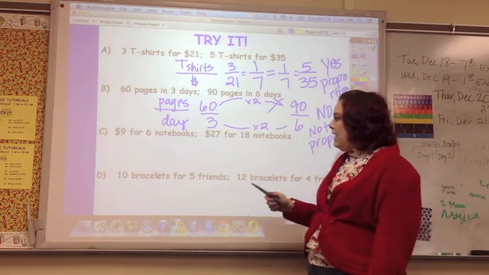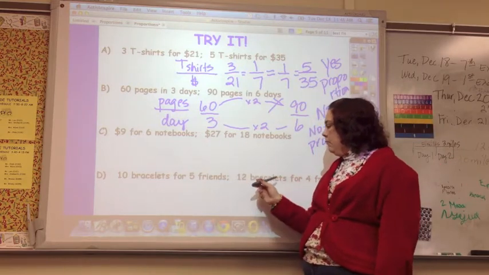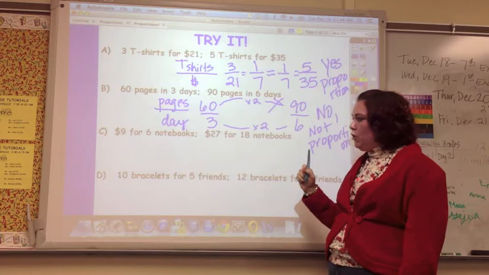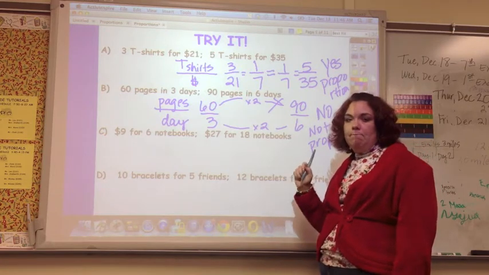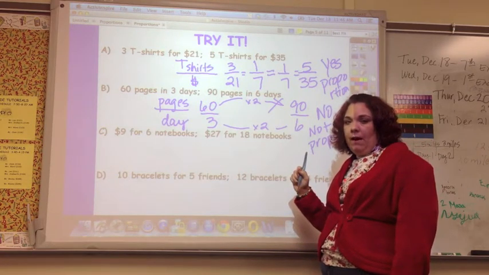So go ahead and do these, finding the unit rates or looking at what's proportional, and whenever you come back, we'll find the answers.